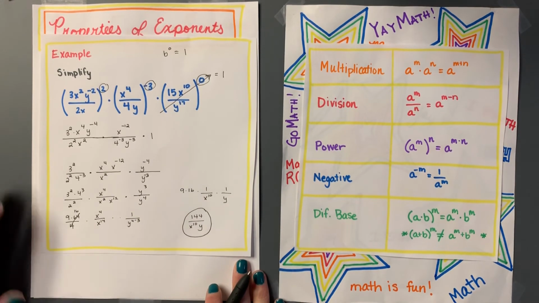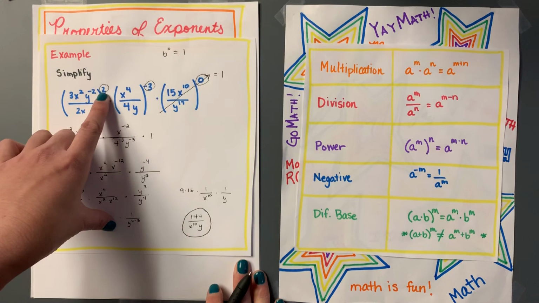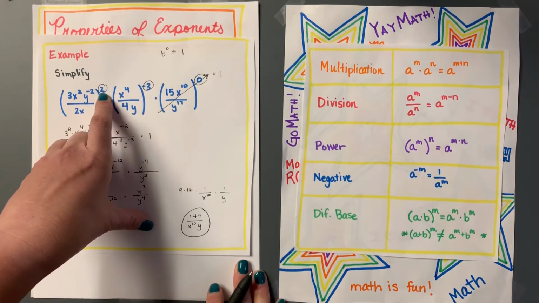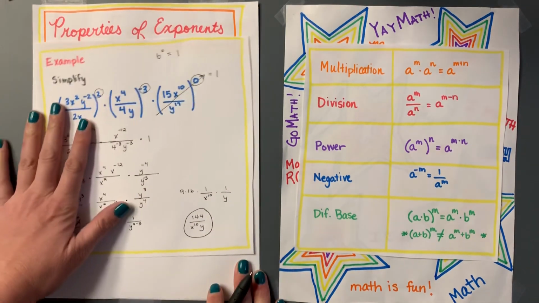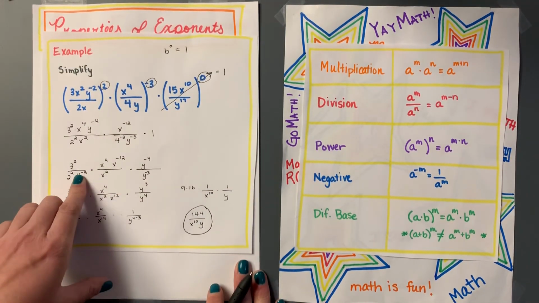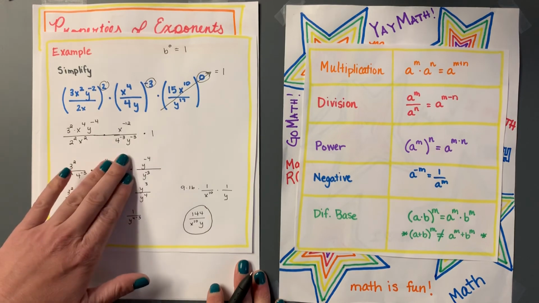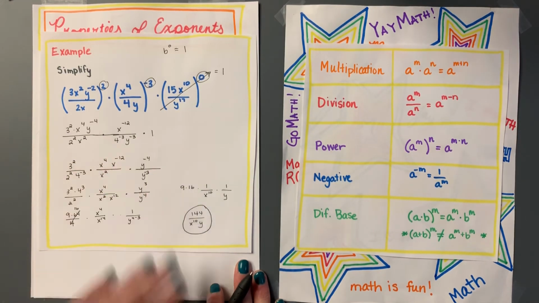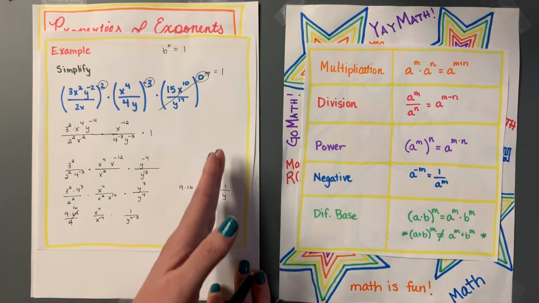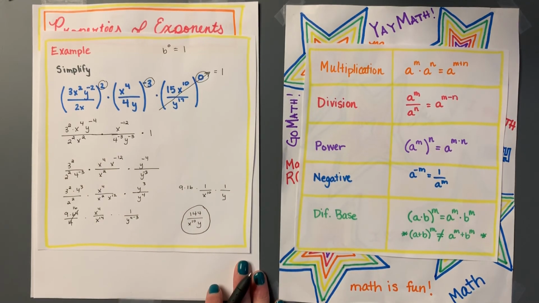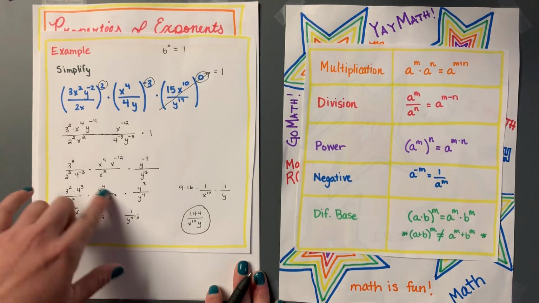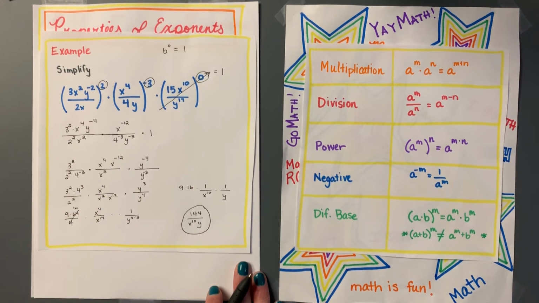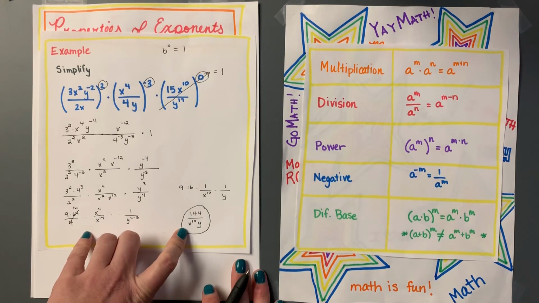Just to recap, what I did was I dealt with these powers that were outside. I distributed them in. Then I got my constants together, my x's together, and my y's together. If I had other variables, I would also group those as well. Then I started simplifying. I started dealing with negative exponents, combining like exponents until I simplified it down to my final answer.